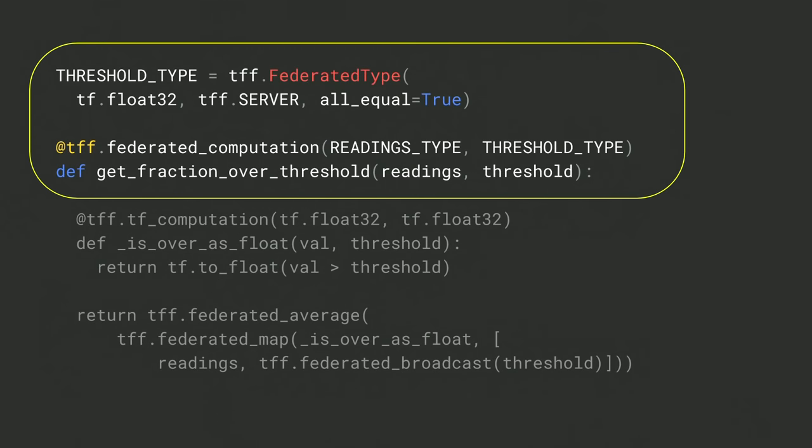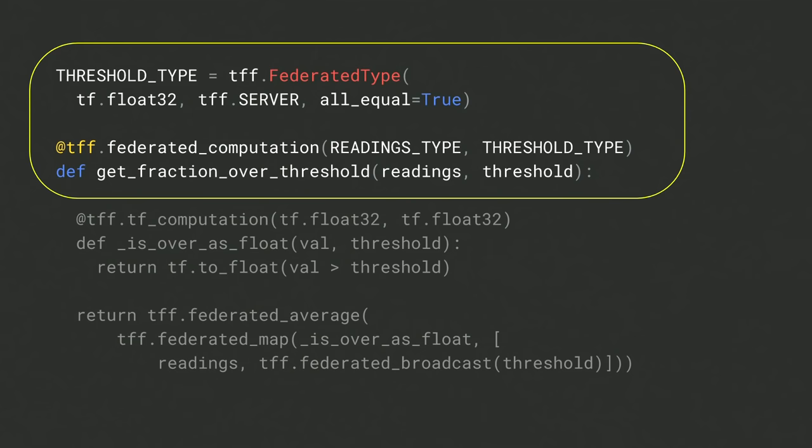So let's look at this again in code. We're again declaring our inputs. Let's pretend we've already declared our readings type. And now we're also defining our threshold type. This time, it has a placement at the server. And we're indicating that there's only one value with that all equal true. And it's a TF float 32.